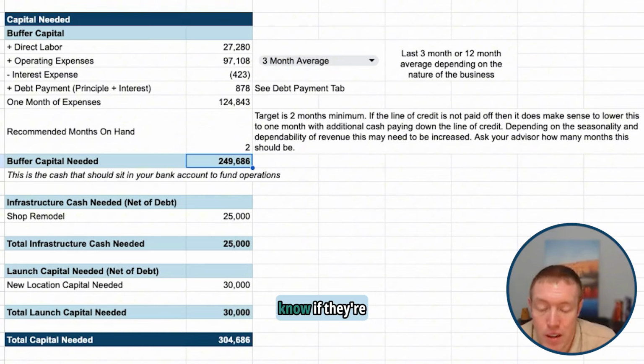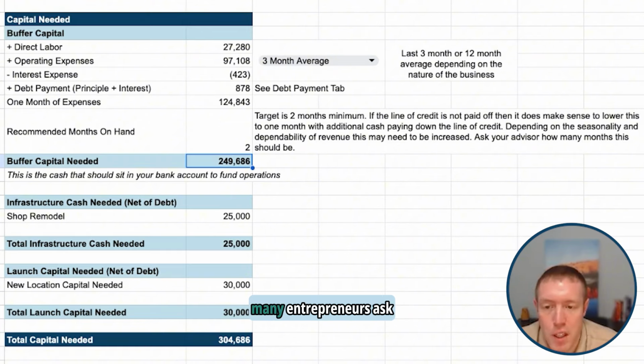But otherwise, if they're short of this, we also realize we need to make up a cash shortfall. That's how we look at capital need inside of a company and answer the question that so many entrepreneurs ask: how much cash do I need on hand?